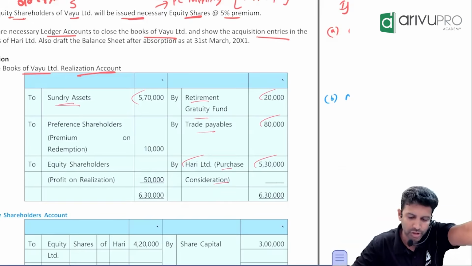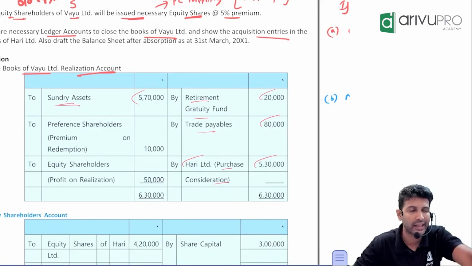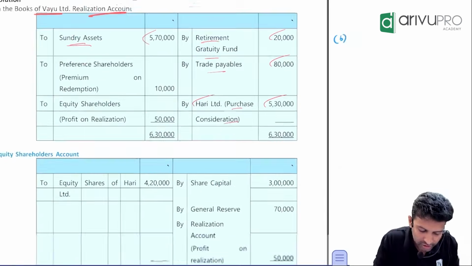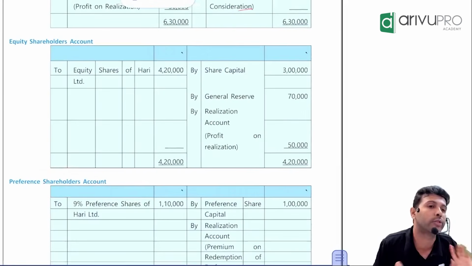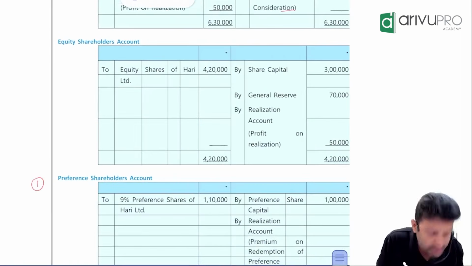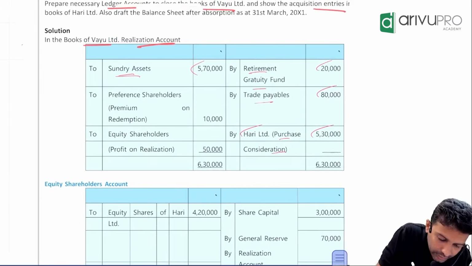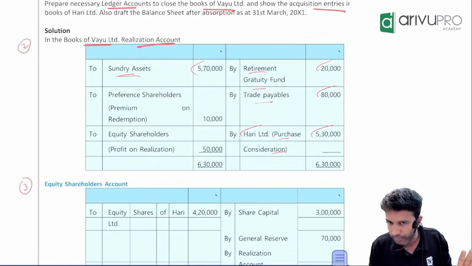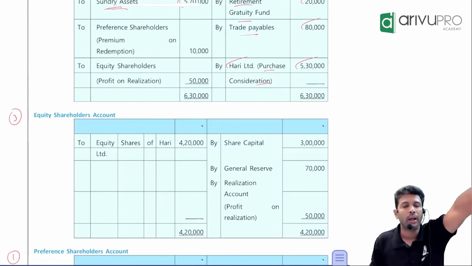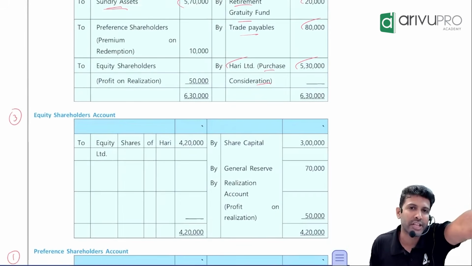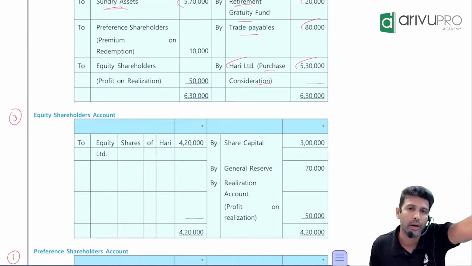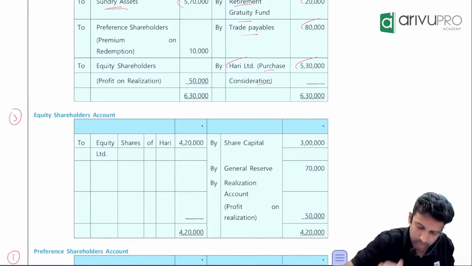Whenever the selling company has preference share capital, before the realization account, always prepare the preference shareholders account first. First you prepare the preference shareholders account, then the realization account, then the equity shareholders account. Don't change the order. Why? I'll tell you in a bit. Now, preference shareholders will get what? Preference share capital.